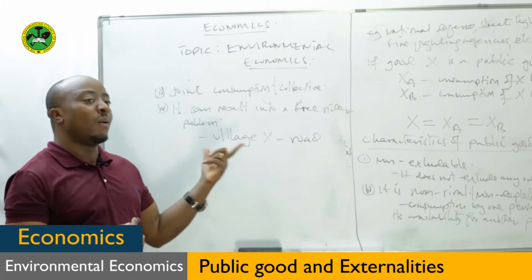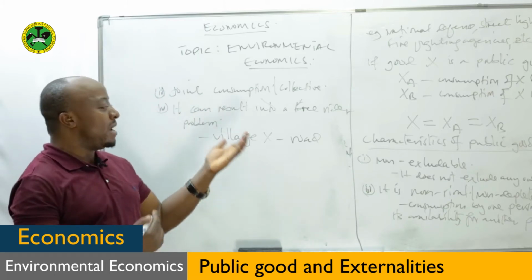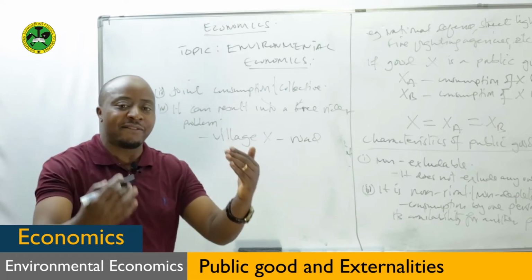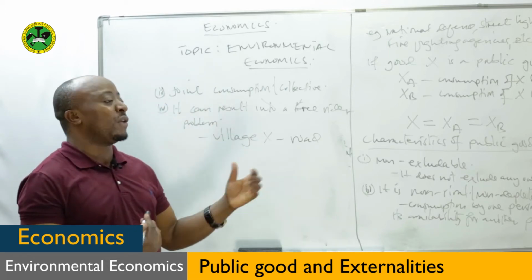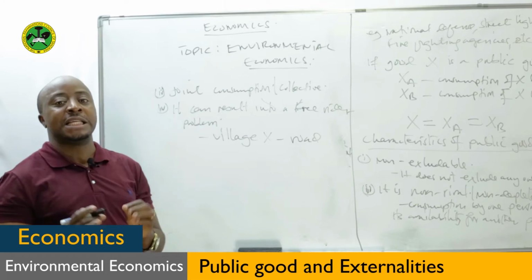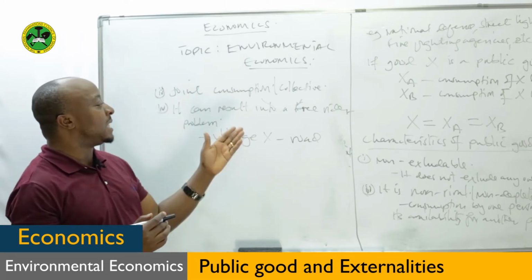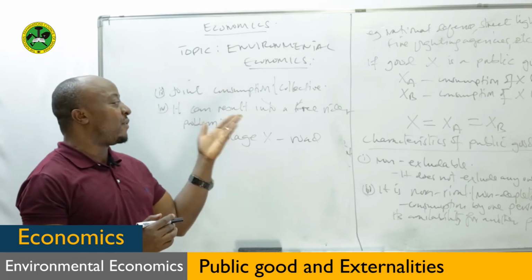So it means there will be members of the society who benefit from the consumption of a public good but have never contributed to its production. Then we say this is a free rider. So all public goods may exhibit this kind of free rider problem.